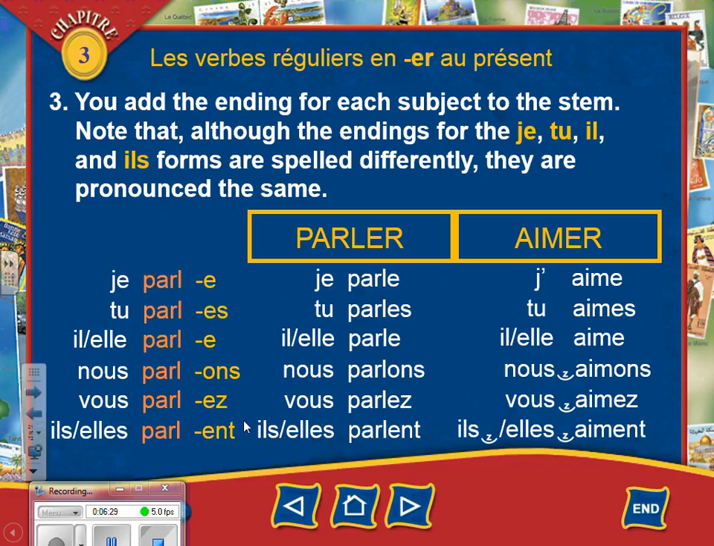Now let's do the same thing with the verb aimer, to like. J'aime. Tu aimes. Il aime. Elle aime. Remember this little liaison here when I have an S in front of a vowel? It sounds like a Z. Nous aimons. Vous aimez. Ils aiment. Elles aiment.